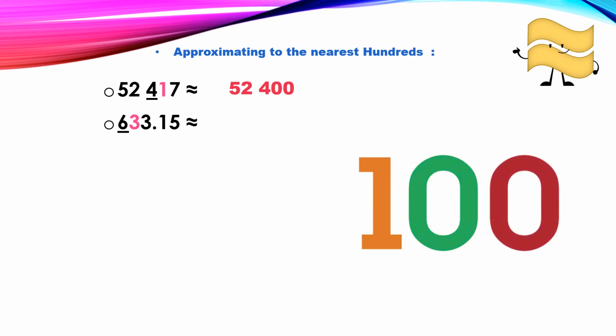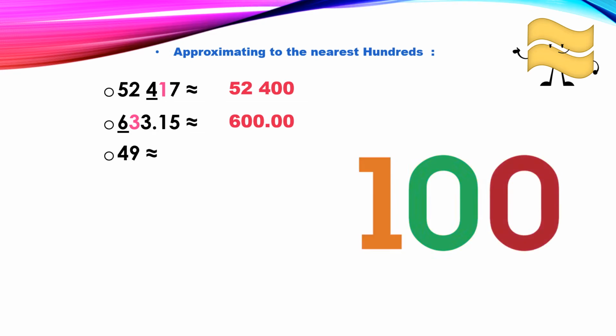Another question, 633 and 15 hundredths. My eyes neglect the decimal point and the digit before the decimal, and my eyes directly on the digit in the 100 place. It's a 6. What is the digit before 6? It's a 3. Poor or rich? Very good. It's very poor. So I will replace this 3 and this 3 with 0 and put the 6 as it is. So the answer will be 600.